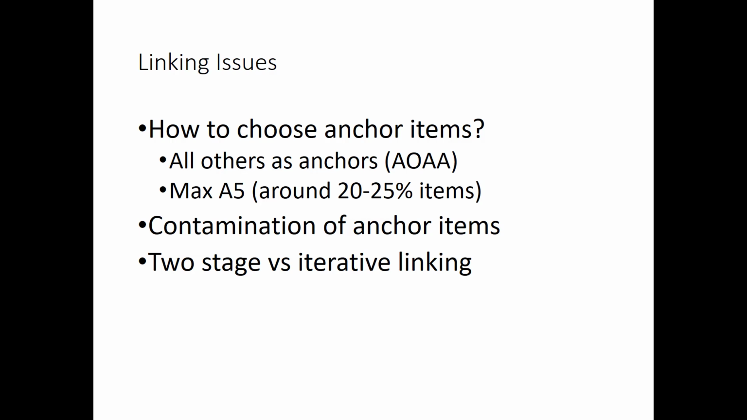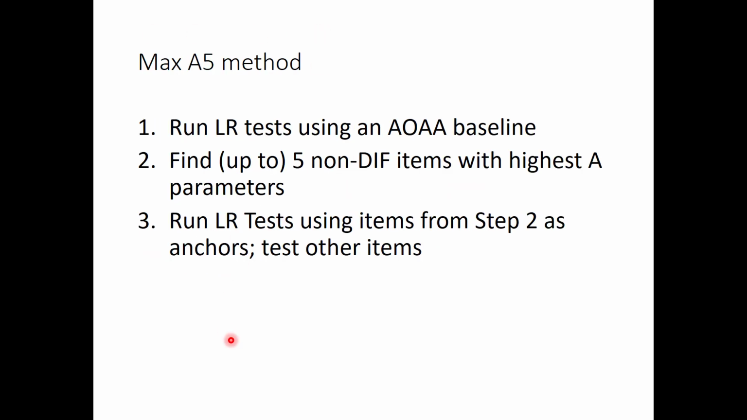In iterative linking, you make those items your anchors, and then you retest all the remaining items for DIF again. And then you continue this process. The idea is you might find new items that now have DIF with this new linking approach, and you continue until it converges, and convergence can take a longer time in some instances. The approach that I recommend in the Mead and Wright paper is called the A5 approach. And the A5 approach is essentially a way to choose items for anchor items.